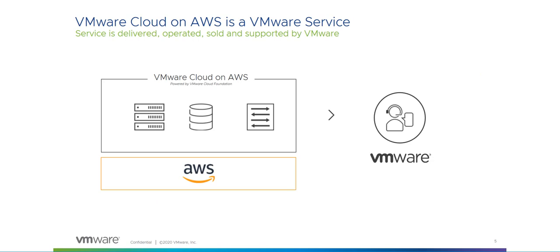This is also a service. So this service is delivered, operated, sold, and supported by VMware. And what that means is that you come to our portal and you click, I want an SDDC. And you just say how many nodes you want, what AWS VPC you want that connected to, and off it goes. It builds that environment for you. And within 2 hours, that environment is available to deploy workloads onto.